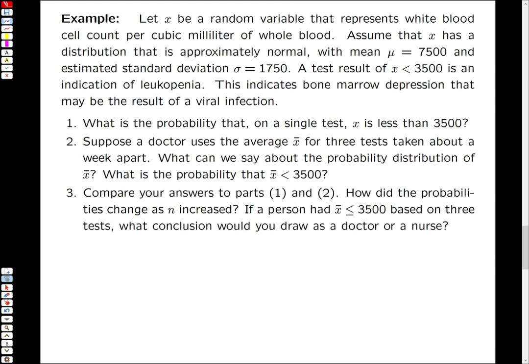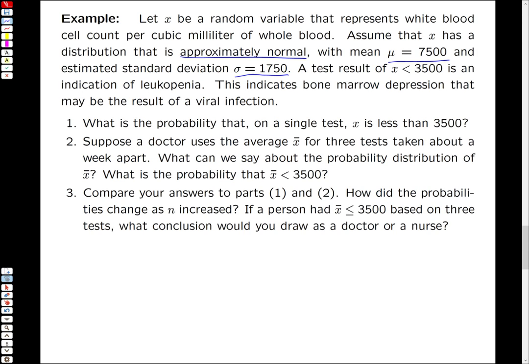Let's look at some examples. It says, let X be a random variable that represents white blood count per cubic milliliter of whole blood. Assume that X has a distribution that is approximately normal. As soon as they told me the X distribution is approximately normal, I know the X bar distribution is approximately normal. It gives me the mean of 7,500 and a standard deviation of 1,750.